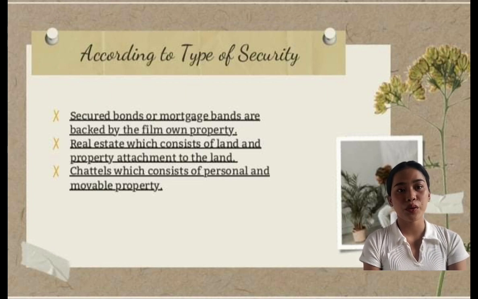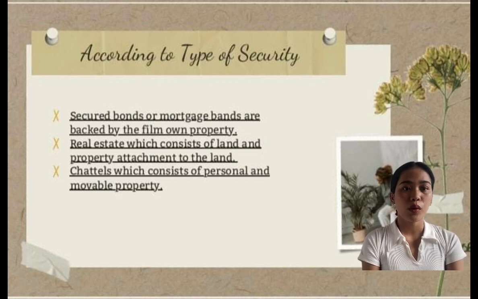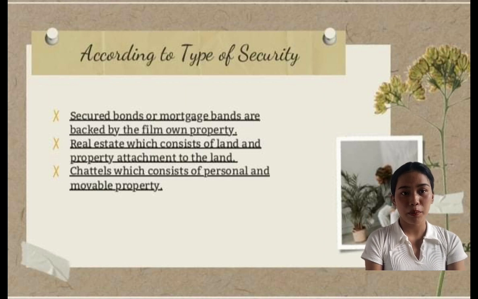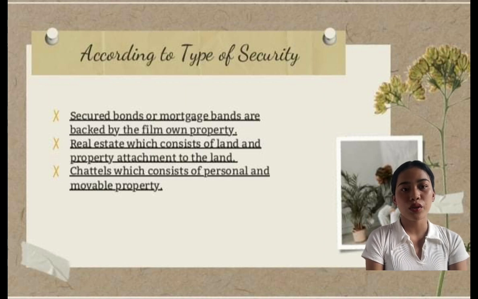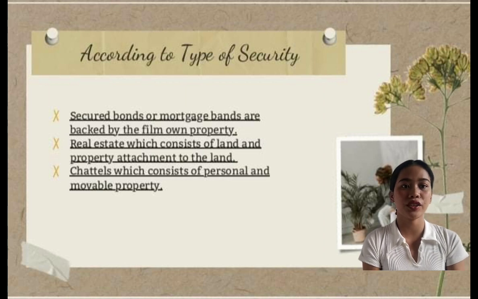According to type of security, secured bonds or mortgage bonds are backed by firm-owned property. Mortgages are the most common type of secured bonds and are backed by real estate assets. Other forms of collateral may depend on the nature of the business of the bond issuer, such as an airline company that may have its container vans as collateral, or a retailer that can pledge accounts receivable from credit sales.